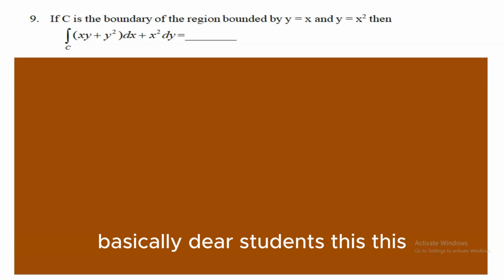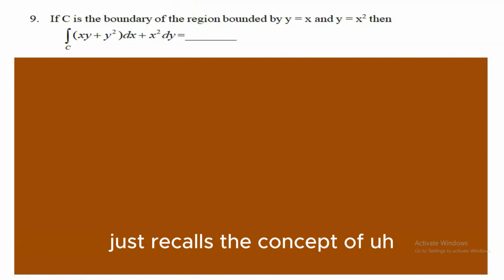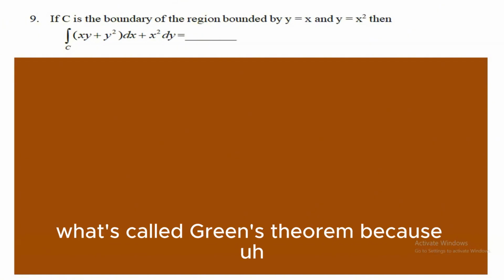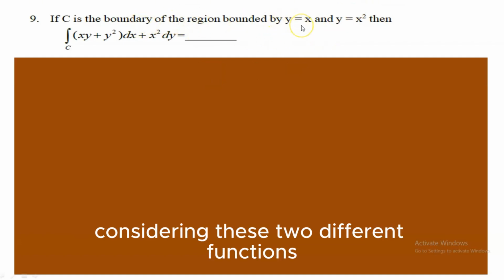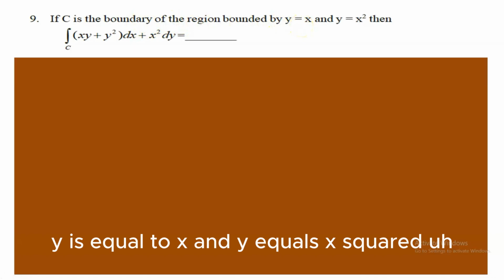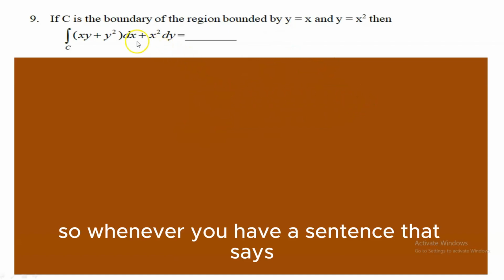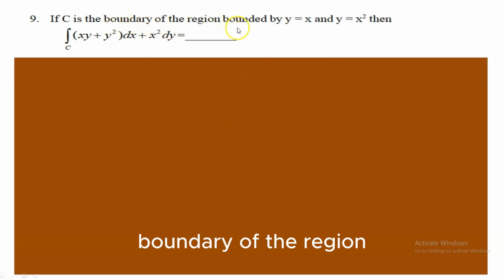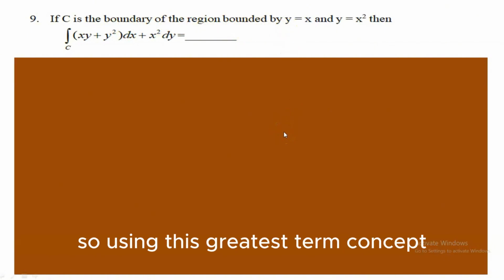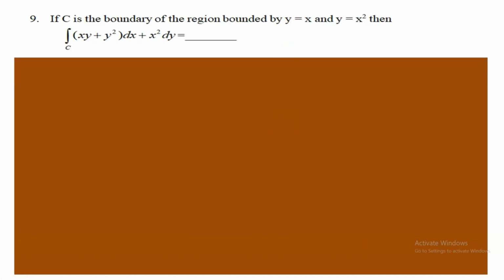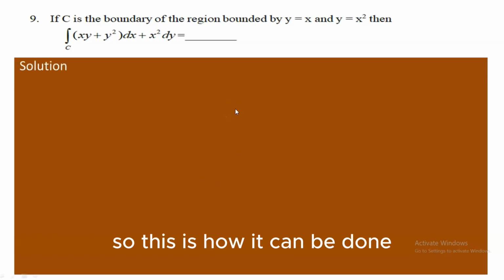Basically, dear students, this just recalls the concept of what's called Green's theorem, because considering these two different functions, y is equal to x and y equals x squared, you are supposed to have a certain bounded region. So whenever you have a sentence that says boundary of the region, you need to recall that concept, Green's theorem concept. So using this Green's theorem concept, we are going to find the line integral of this one. So this is how it can be done.